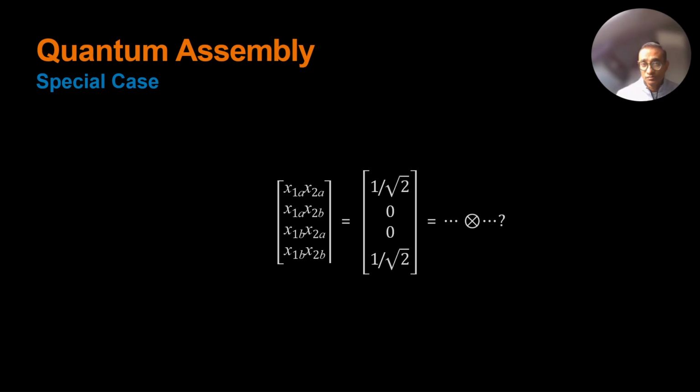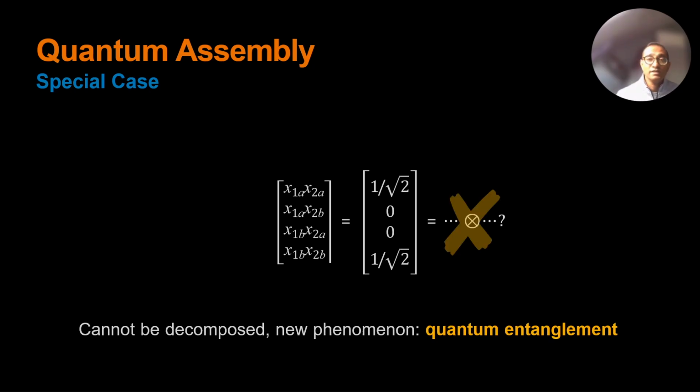If you now try to decompose this system, represented by the vector with 1.5, 1.5 at positions 1 and 4 and the rest 0, it will be impossible. It cannot be decomposed, and that has led to a new phenomenon, a characteristic of quantum assemblies, which we call quantum entanglement.